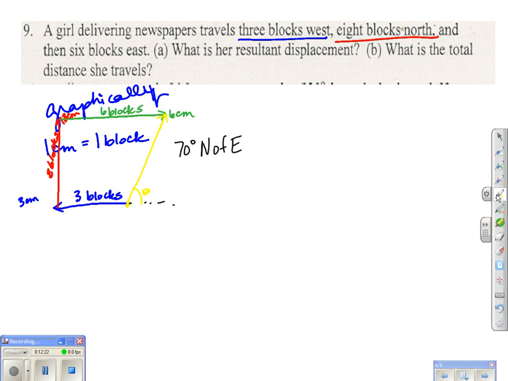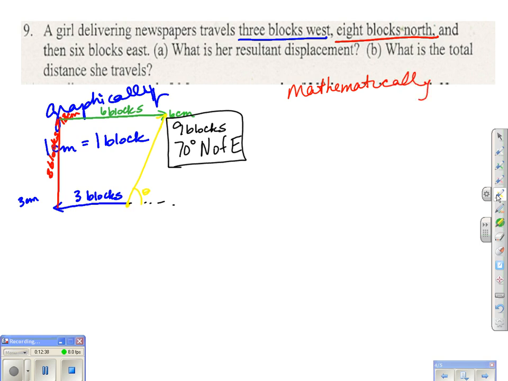Okay. So this would be the answer. Let's say it's like 9 blocks. And remember, I would always give you a range. If I didn't say you had to do it graphically, though, most of you would solve it mathematically.